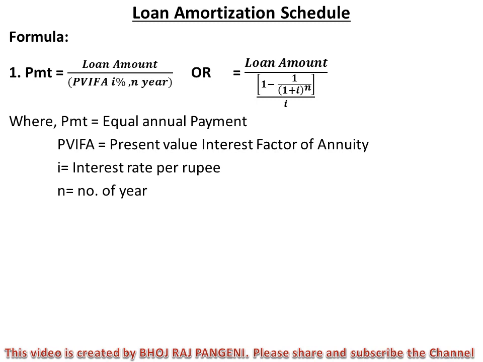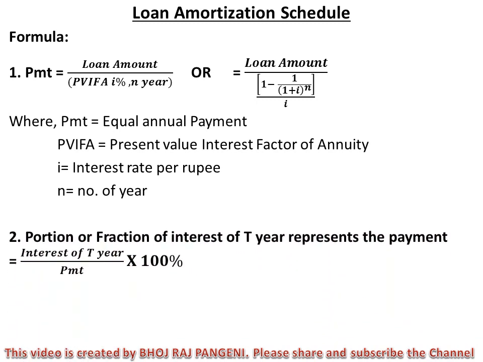PVIFA is the present value interest factor of annuity. Don't use PVIF, always use PVIFA. It's an annuity, so use the annuity factors, not single cash flow factors. Please be careful about that. PVIF is not used here; only consider PVIFA because it's an annuity. Here i equals the interest rate per rupee, or the percent if it is given in percentage, and n equals the number of years.